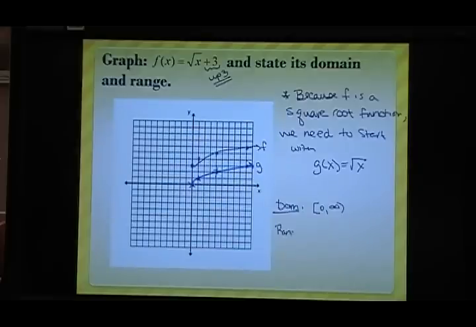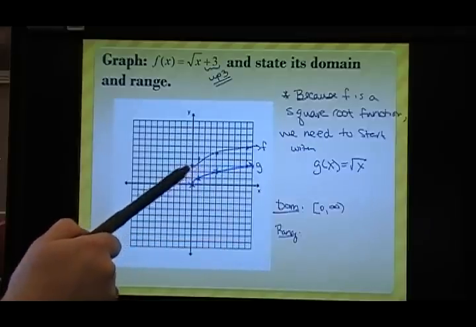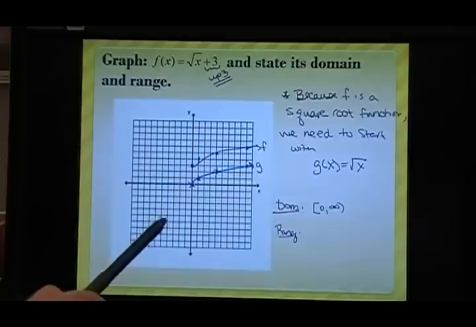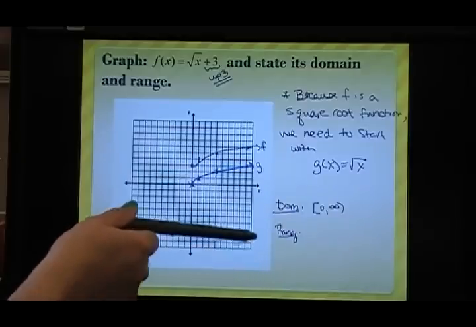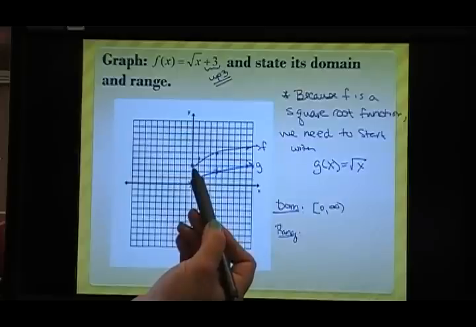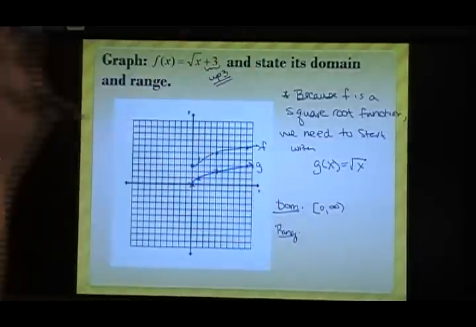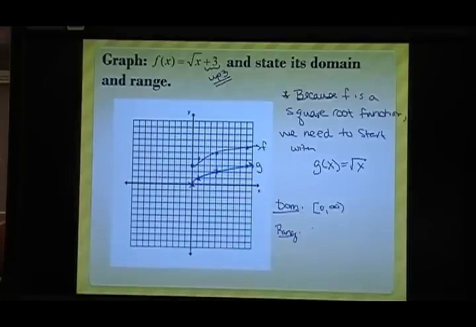The range, we have nothing down here, right? Remember, there's no arrow. It does not continue on down. So nothing, nothing, nothing, nothing, nothing. The y value of the lowest point is 3. And then it does continue to rise up forever. So the range goes from positive 3 to infinity.